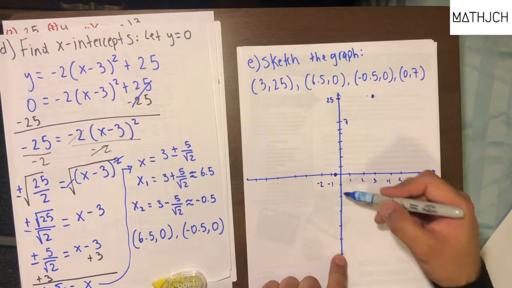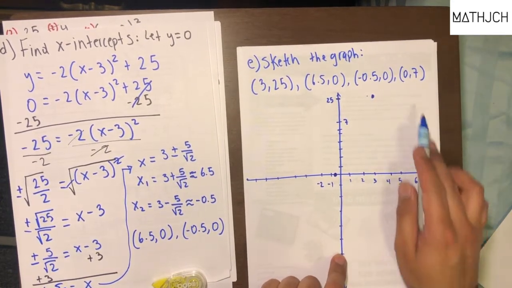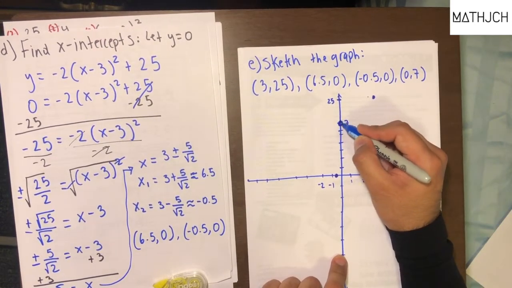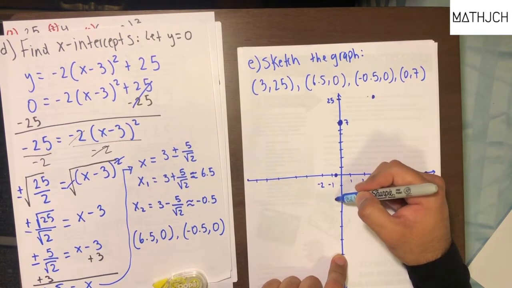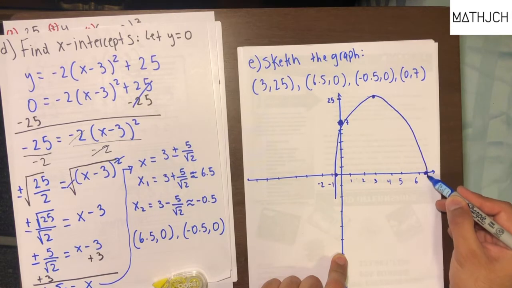So notice that it's already taking some shape, right? Now, the last one will be 0, 7. So it's gonna be right here. 0 for x, 7 for y. So notice that our graph is gonna look something like this.